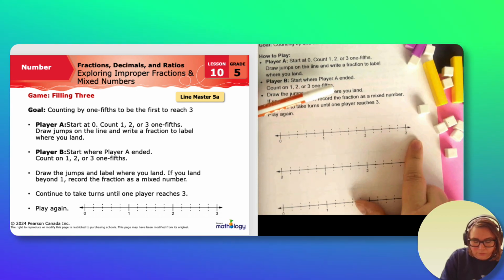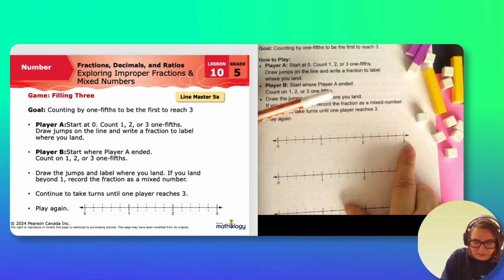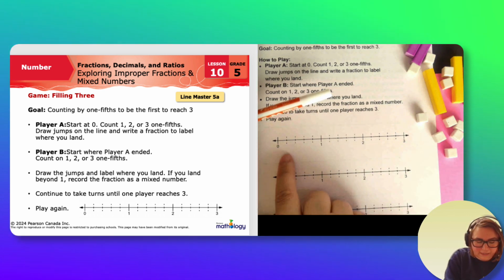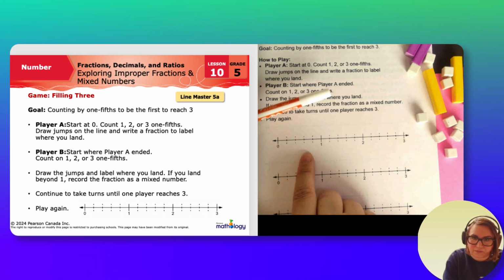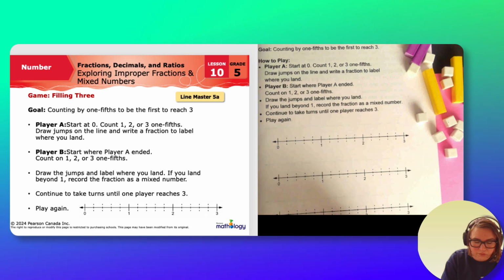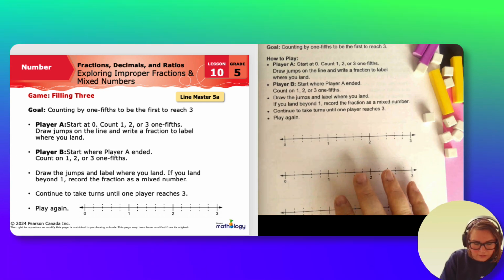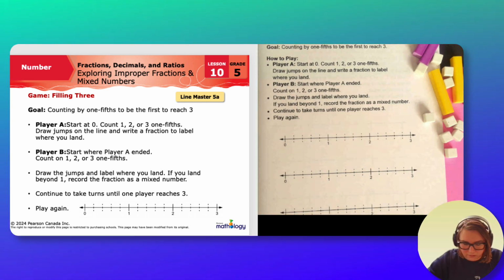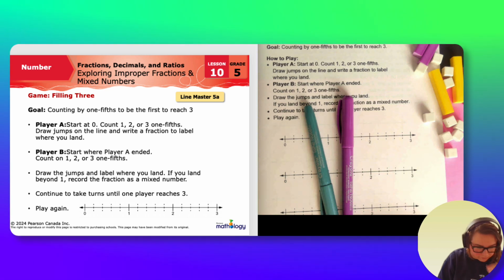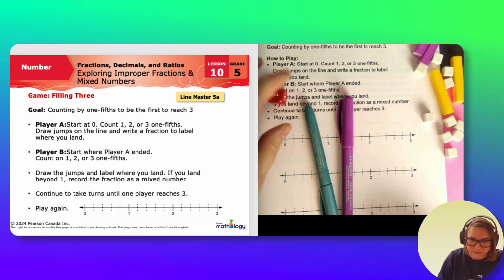So game board 1 we'll start with here, and you'll notice that it's a number line from 0 to 3, and each whole is broken up into fifths. So we're working with fifths. Make sure students know what they're working with before we get started. So we have 2 players here, player purple and player blue. And so you can use the dice if you want.